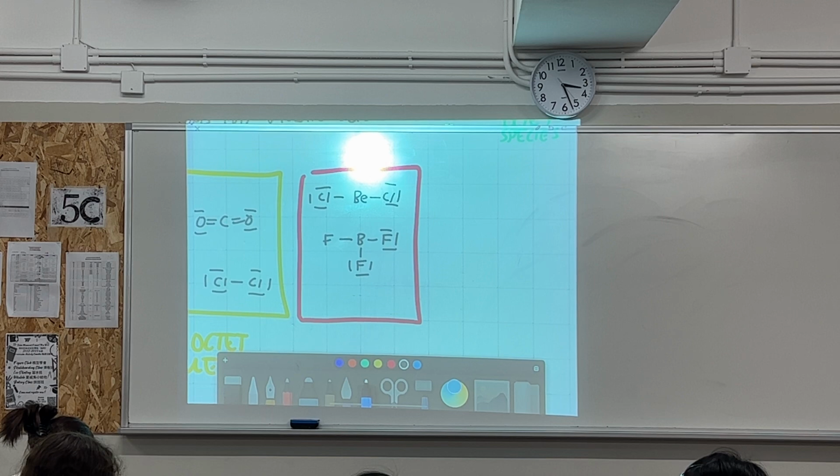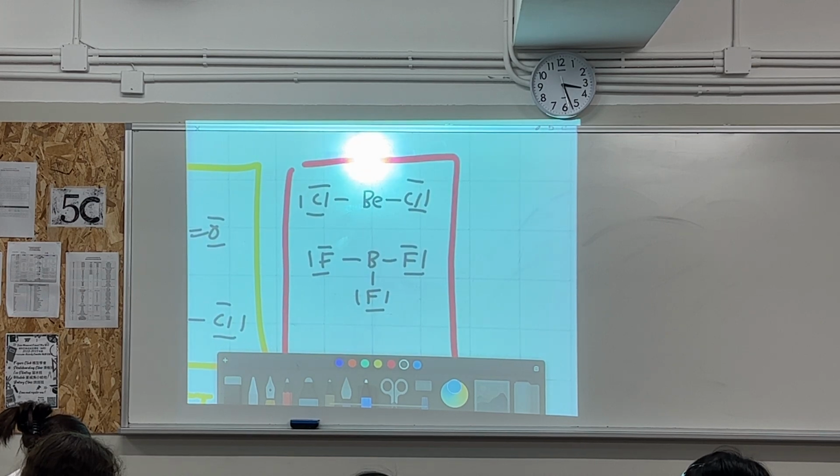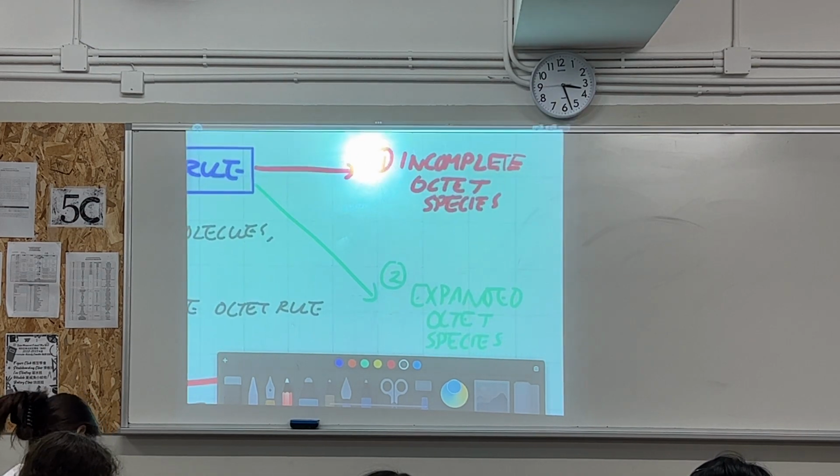Tell me what is weird about BF3. Which atom is violating the octet rule? Boron. B for boron. What about beryllium chloride on top? Beryllium, with only 4 electrons around beryllium and only 6 around boron. You know 4 and 6 are both less than 8. So they have less than 8.